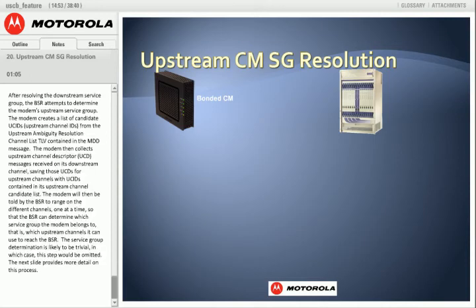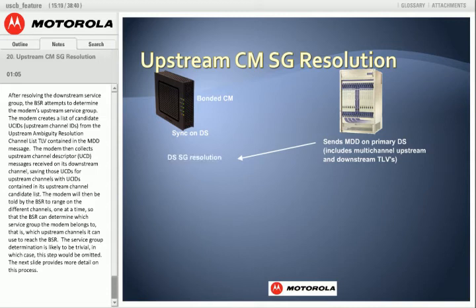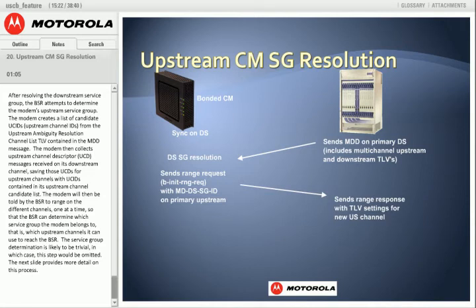Upstream cable modem service group resolution. After resolving the downstream service group, the BSR attempts to determine the modem's upstream service group. The modem creates a list of candidate upstream channel IDs from the Upstream Ambiguity Resolution channel list contained in the MDD message. The modem then collects upstream channel descriptors, or UCD messages, received on its downstream channel, saving those UCDs for upstream channels with the upstream channel IDs contained in its upstream channel candidate list.